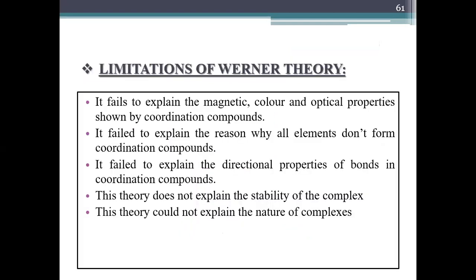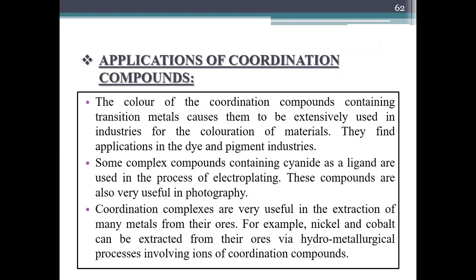Limitations of Werner theory. It fails to explain the magnetic, color, and optical properties shown by the coordination compounds. It failed to explain the reason why all the elements don't form coordination compounds. It failed to explain the directional properties of bonds in the coordination compounds. This theory does not explain the stability of a complex. This theory could not explain the nature of complexes.